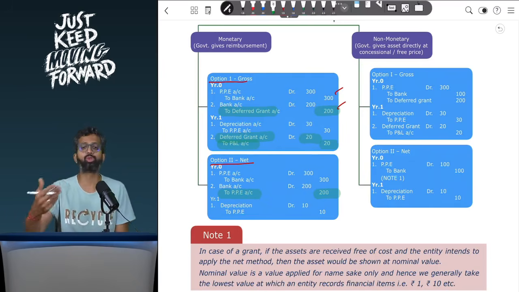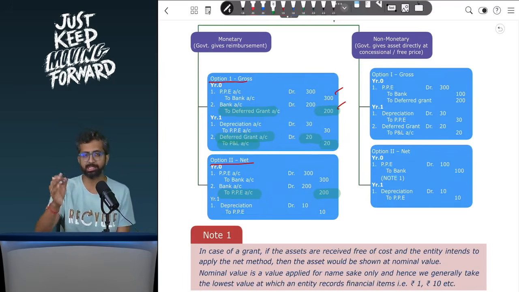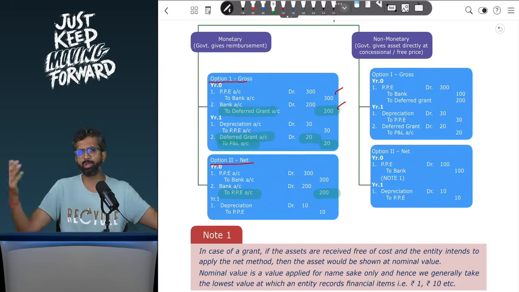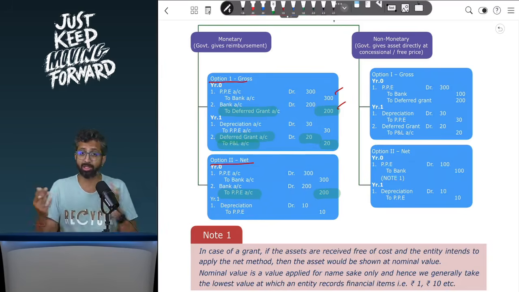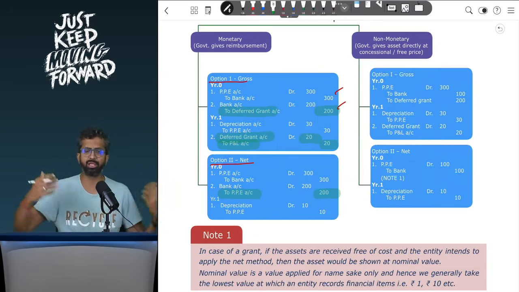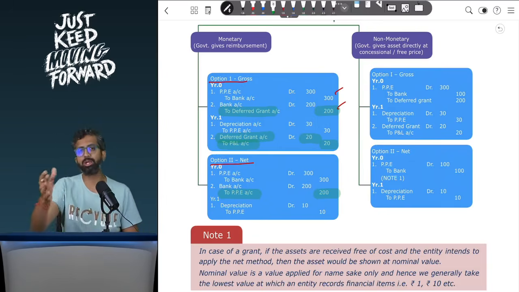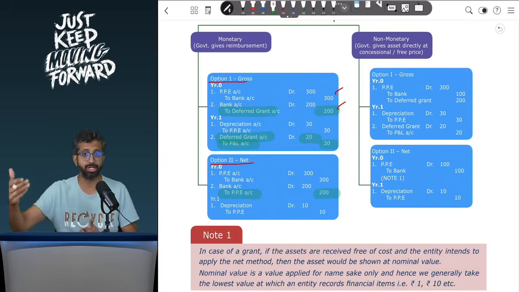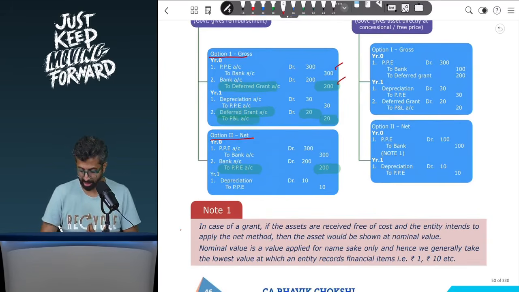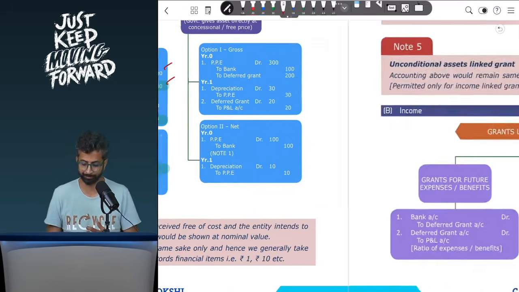Just for namesake you will show the value of the asset at nominal value in case it is received free of cost, especially in case of the net method, because in case of the gross method still the asset will appear at 300 with the deferred grant of 300, but in the net method the asset will become 0. So when a shareholder does a site visit, they will see the asset but there will be nothing reflected in the balance sheet, and hence we will show it at nominal value, and then in the notes give an explanation on why this is appearing at the nominal value. So that is the first special case, regarding an asset received free of cost. You will take it at the lowest value, also called the nominal value.